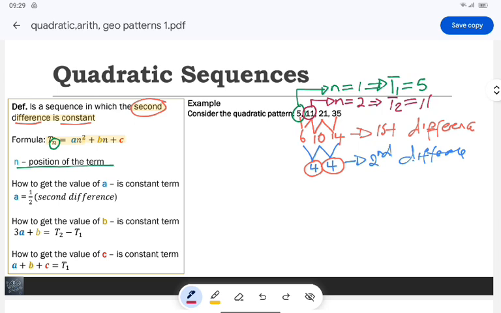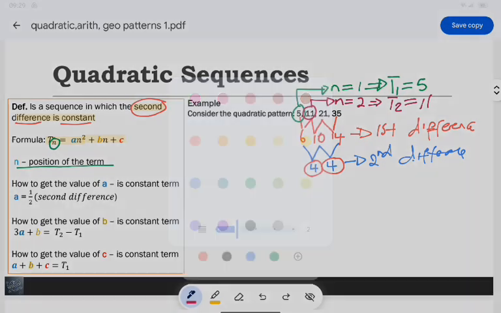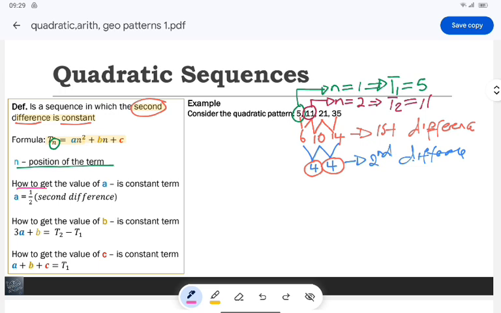Going forward now, how do we get the value of a? A is a number, a constant. Here we're given a formula: a is equal to half of the second difference. And then a will be equal to half of what is our second difference? It's here. It must be the second difference. So here is the second difference.